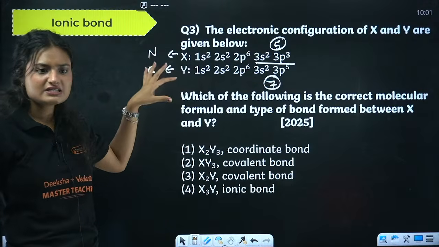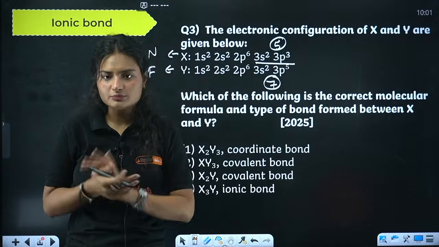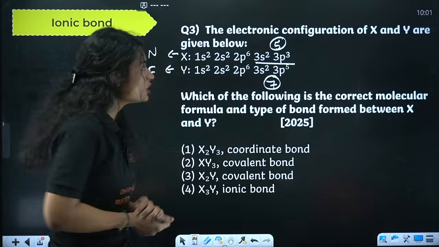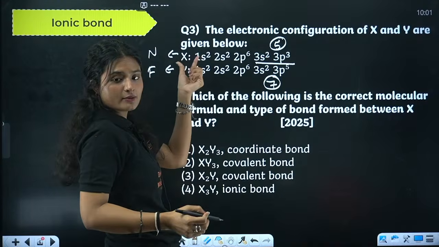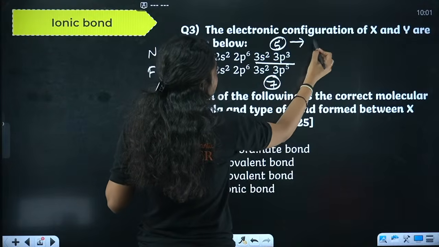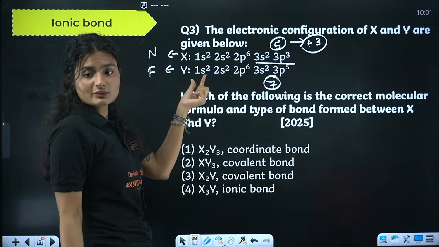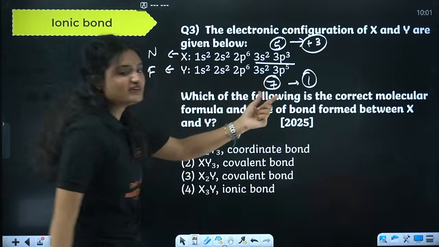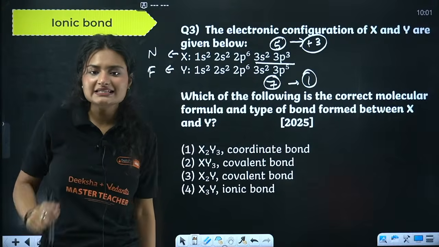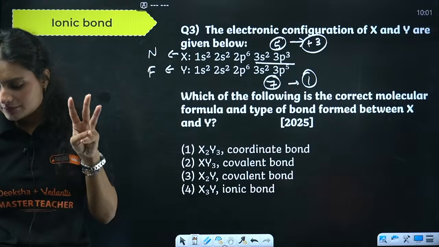Now both of these, I know for sure, make covalent bonds. How do they make covalent bonds? How many electrons are required by nitrogen, by this X? We are talking about X. X needs 3 electrons, right? How many electrons are required by Y? Y requires only 1 electron. So Y will form 1 bond, and X needs 3 bonds. Okay.